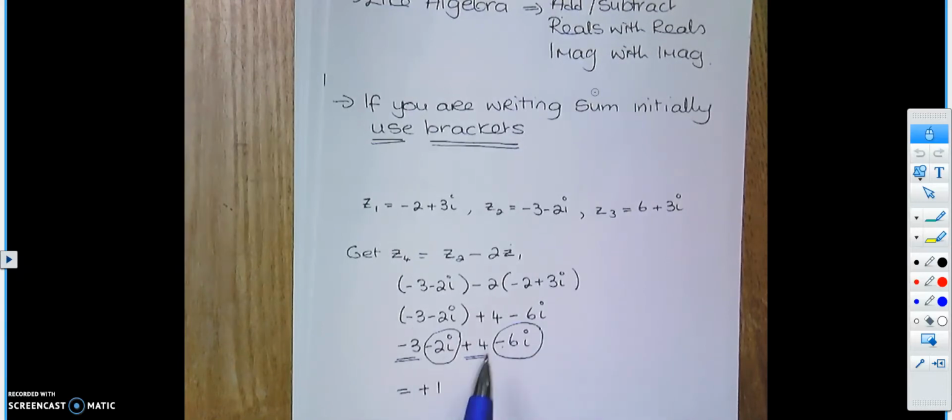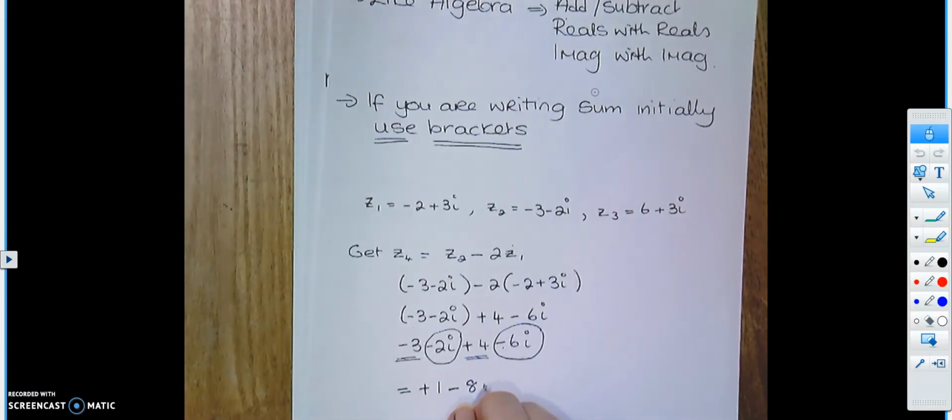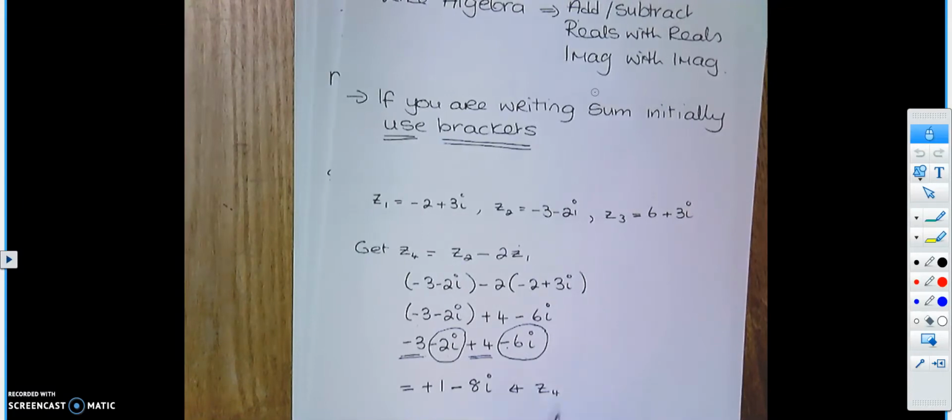Both of those are minus signs, so I'm having a minus. And 2 and 6 will give you 8. So we get 1 minus 8i, and that is my answer. That would be Z4. So in terms of Z4, the real part is 1. The imaginary part is minus 8.